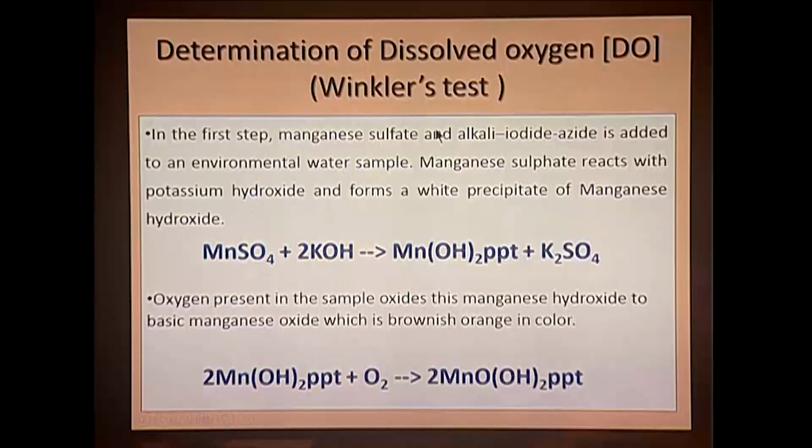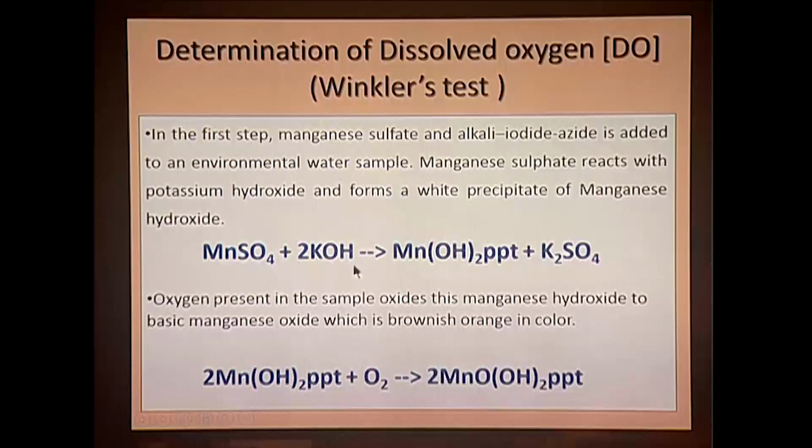So let us determine the dissolved oxygen with the help of a test which is called the Winkler's test. In this Winkler's test, the first step says that when manganese sulfate and alkali iodide azide is added to an experimental water sample, or any water sample you want to assess for BOD, manganese sulfate reacts with the hydroxide and there is formation of manganese hydroxide precipitate, and this precipitate is white in color.